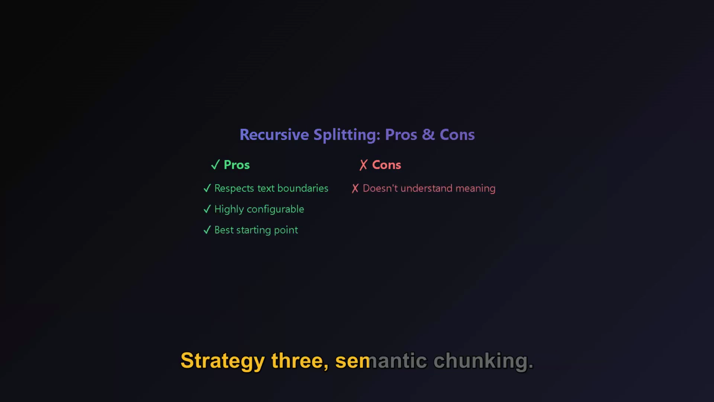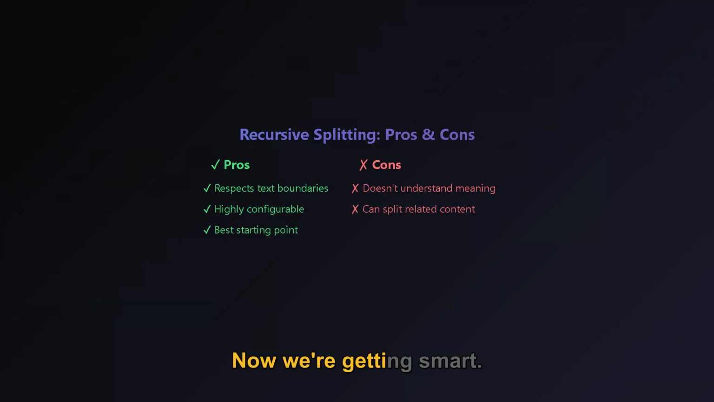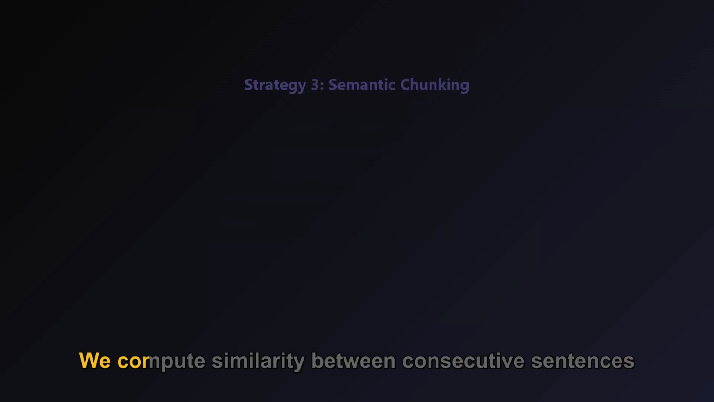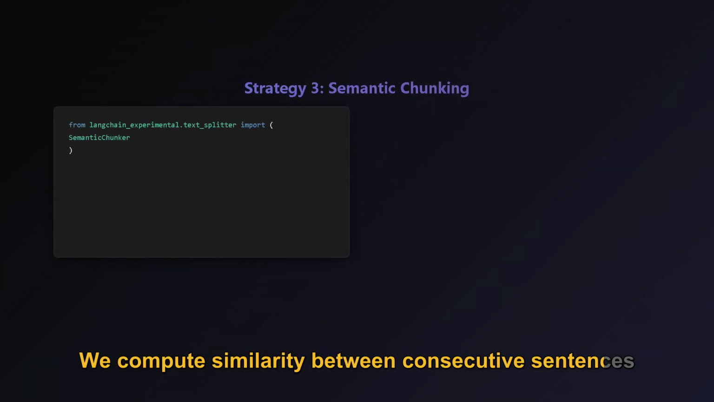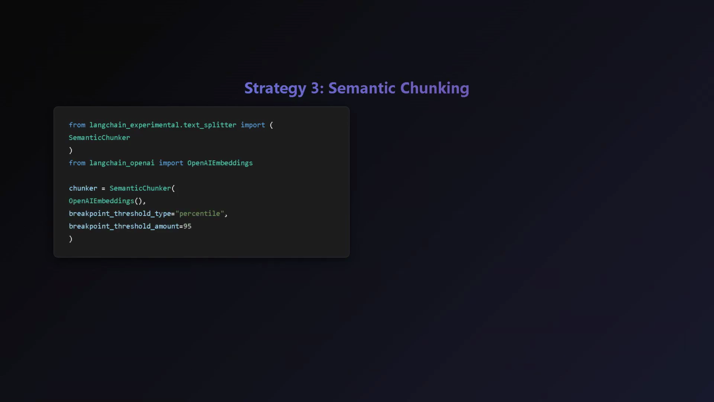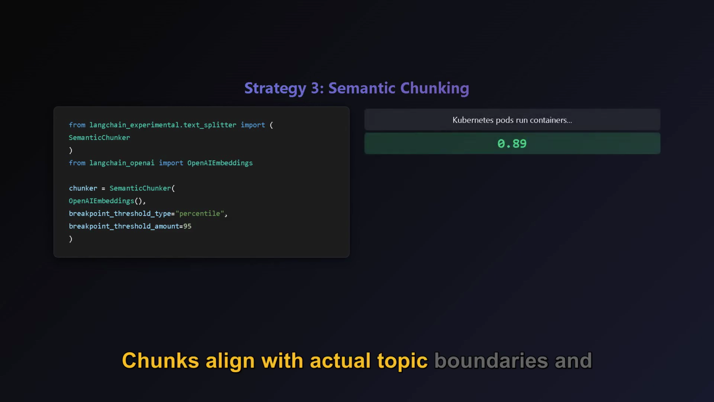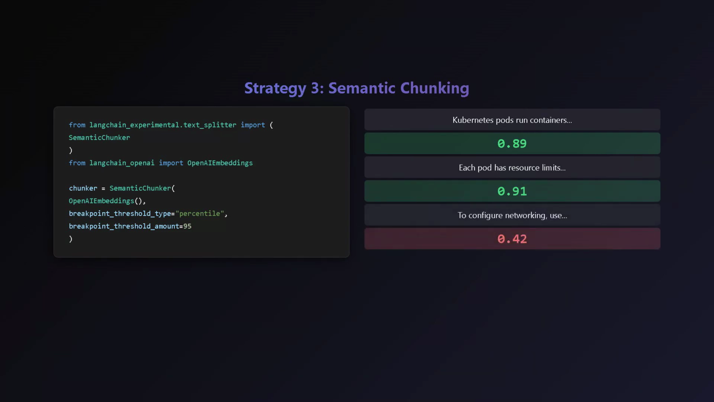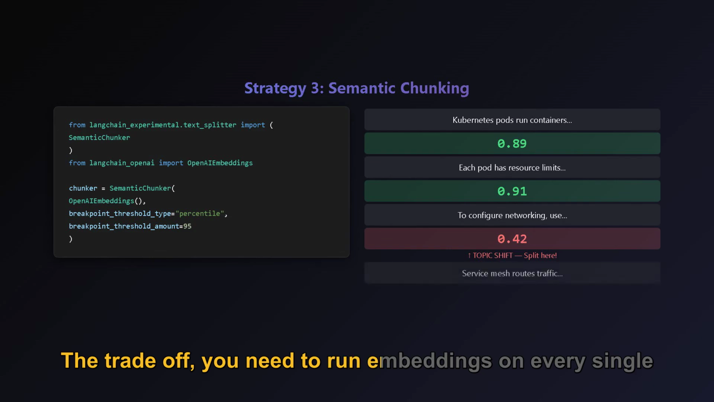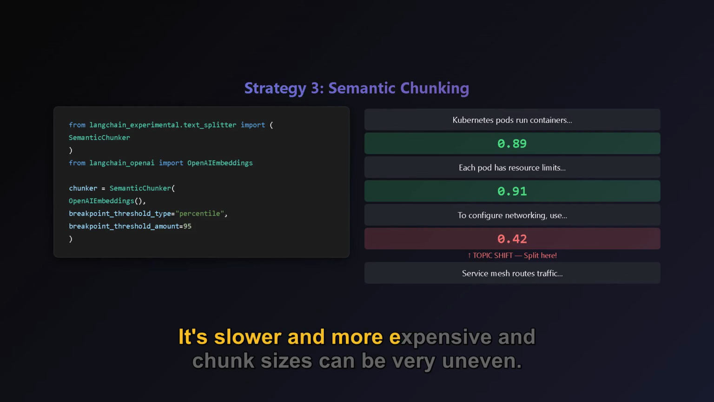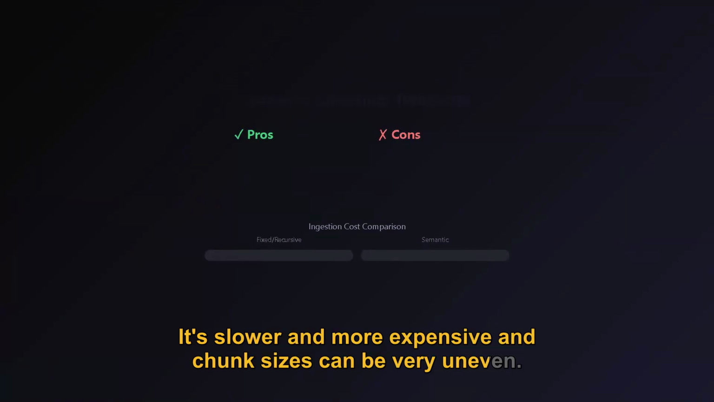Strategy 3, semantic chunking. Now we're getting smart. Instead of counting characters, we use embeddings to detect when the topic actually shifts. We compute similarity between consecutive sentences. When it drops below a threshold, that's our split point. Chunks align with actual topic boundaries and they're semantically coherent, which means better retrieval. The trade-off: you need to run embeddings on every single sentence during ingestion. It's slower and more expensive, and chunk sizes can be very uneven.